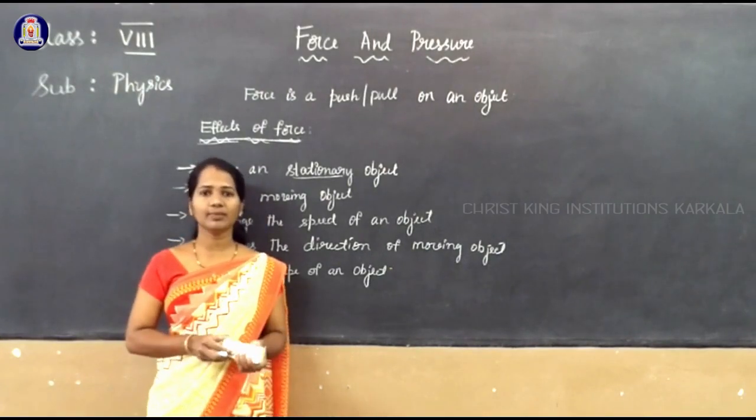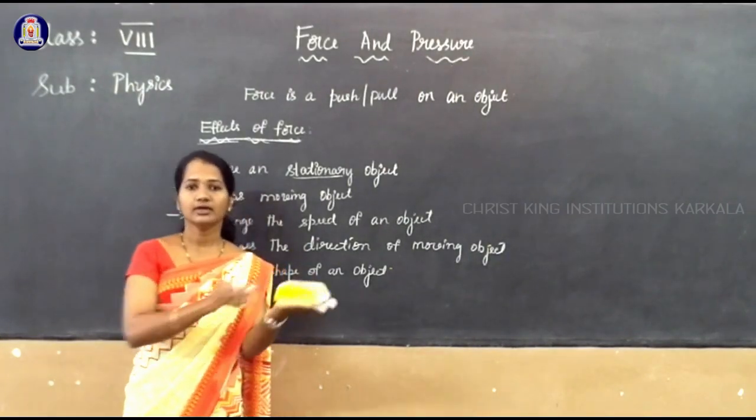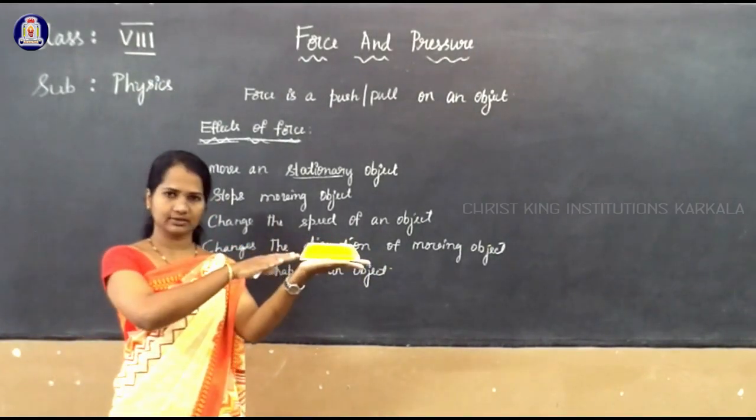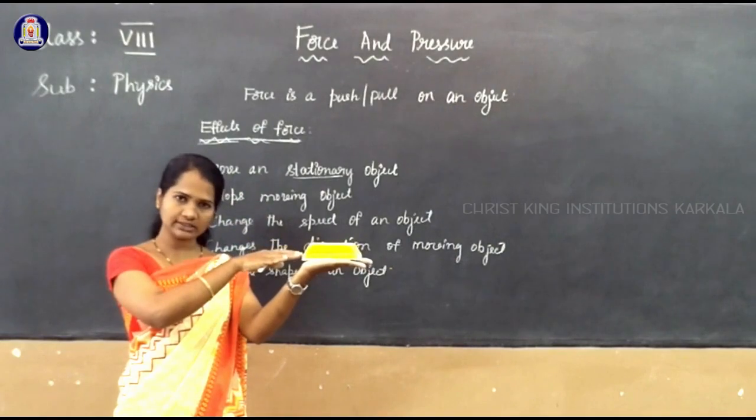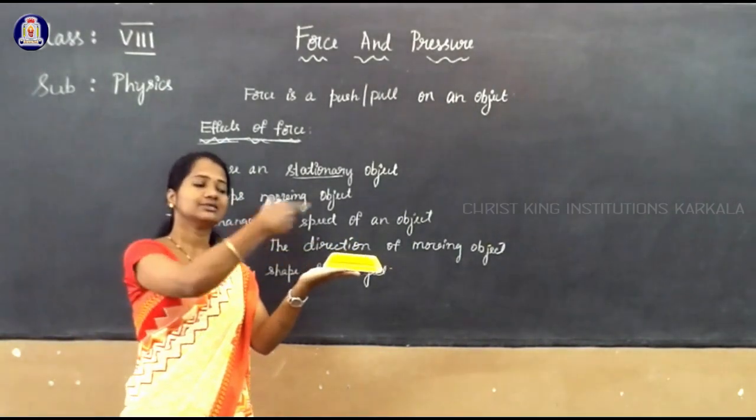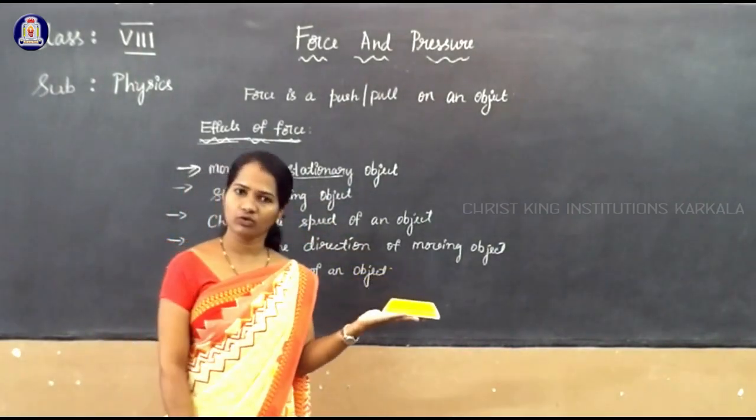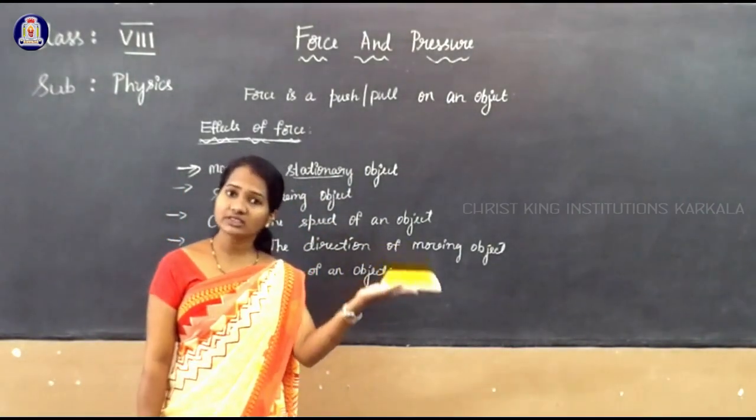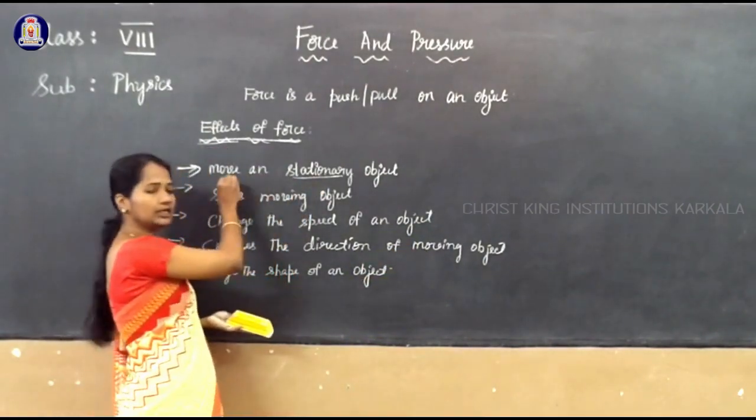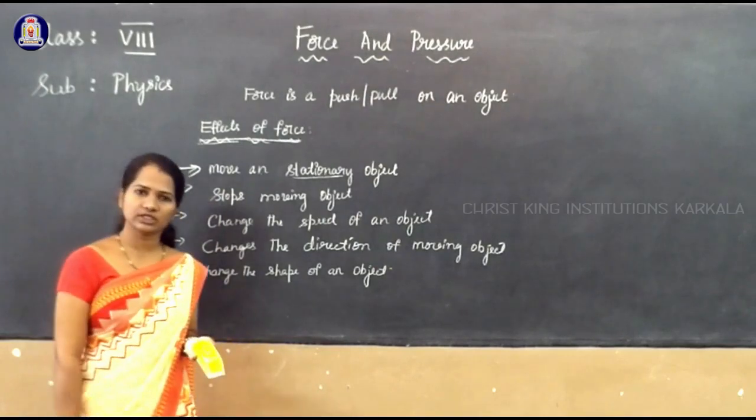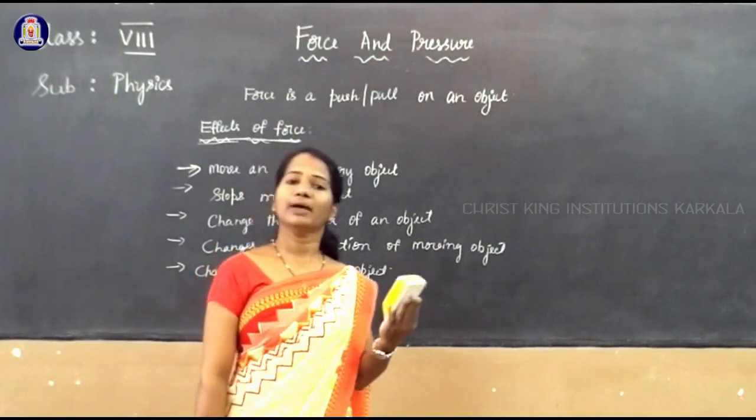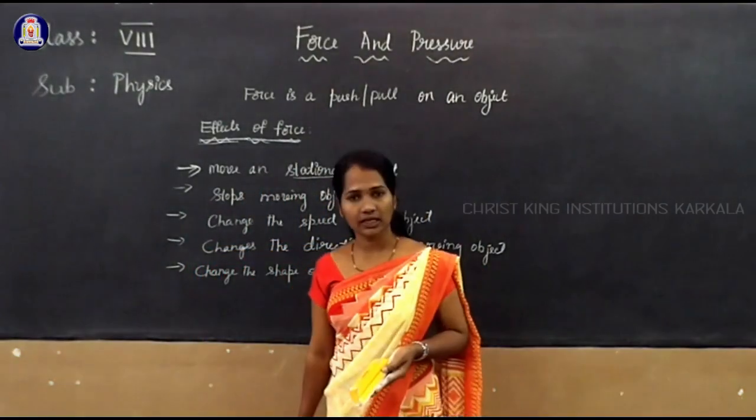I can take the same example. This duster is in the stationary position now. If I push this duster, if I apply force, the duster starts moving. So a stationary body starts moving by applying the force. This is one of the effects of force. Force can make a stationary body move. An object which is at rest, by applying force we can make it move.